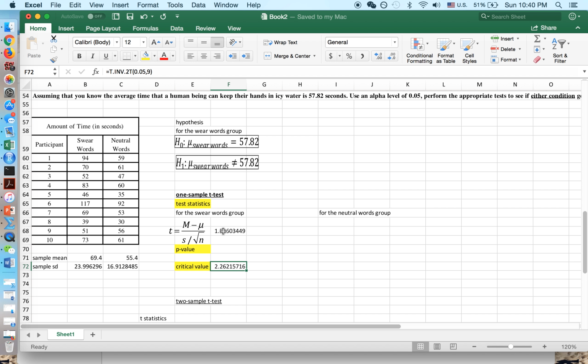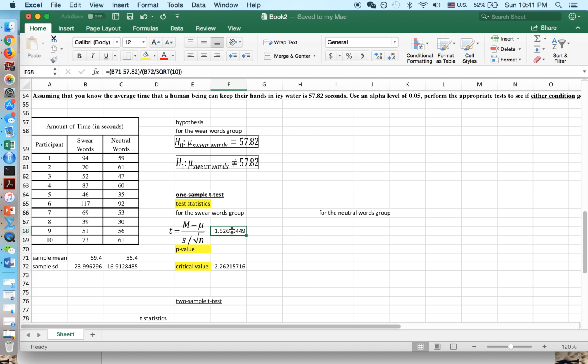So now our test value, our t value, is less than our critical value. So in this case, we won't be able to reject the null hypothesis. We won't be able to say for sure that our first group mean is significantly different from this number. Okay? And how do we find the p-value for this t statistic?